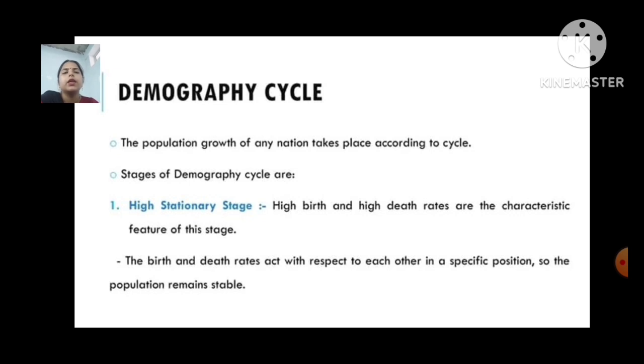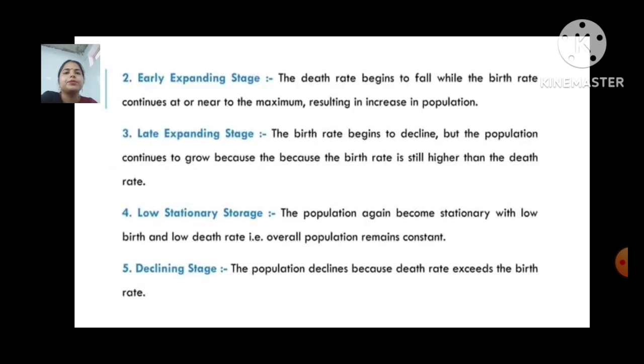The stages of the demographic cycle are: first is the stationary stage. High birth and high death rates are the characteristic features of this stage. The birth and death rates act with respect to each other in a specific position, so the population remains stable.